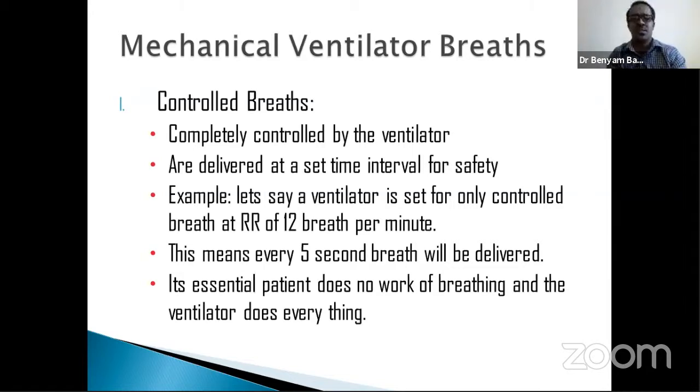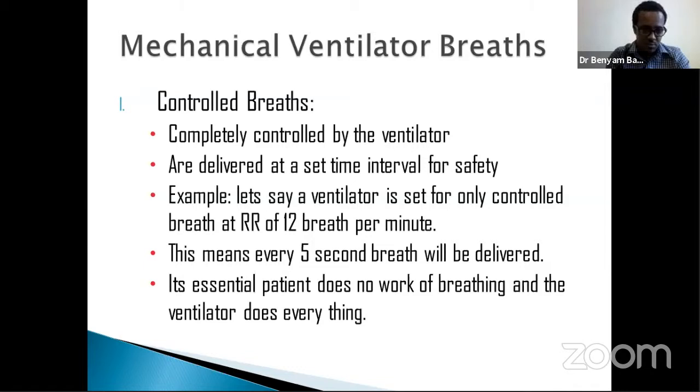Controlled breath, as the name states, is completely controlled by the ventilator, and it's delivered at the same time interval for safety. The inspiratory phase will have a certain time, and after that time lapses, the machine will cycle to the expiratory phase. For example, if we set the respiratory rate at 12 breaths per minute, the ventilator will give a breath every 5 seconds.